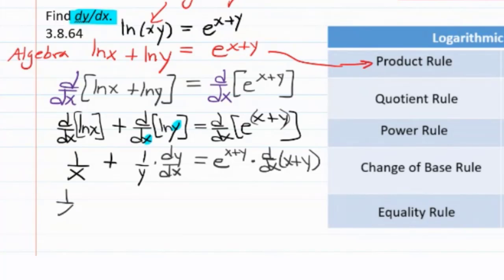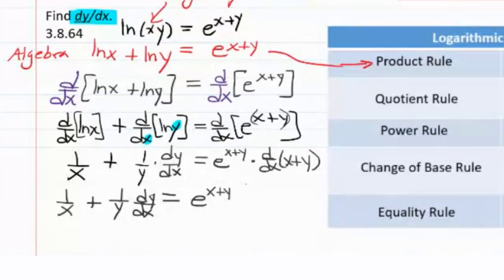So we have (1/x + 1/y) dy/dx = e^(x+y). All of this I've just copied. Nothing has changed. And now let's focus on the derivative of x + y. What's the derivative of x with respect to x? 1, good. Plus, what's the derivative of y? dy/dx, good.